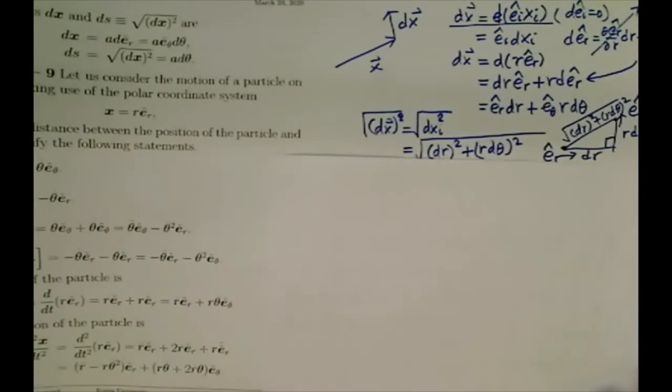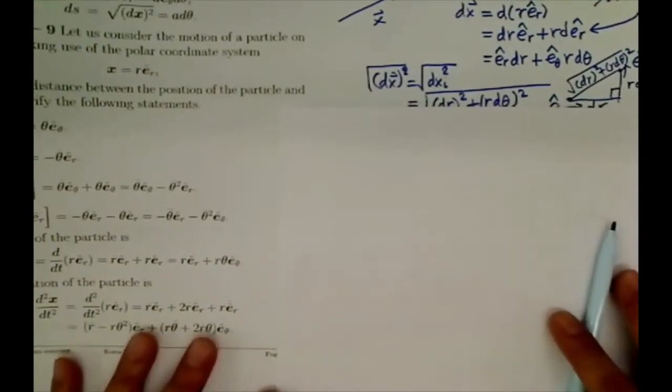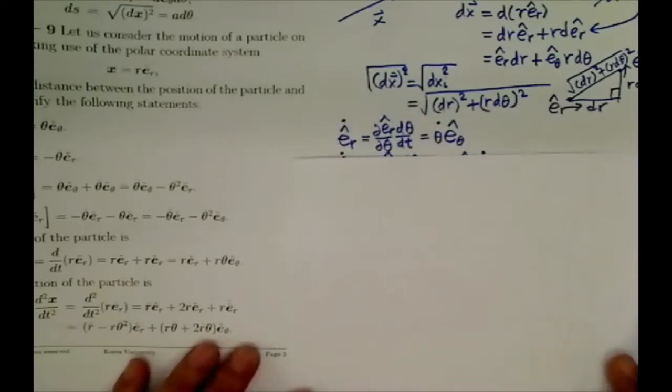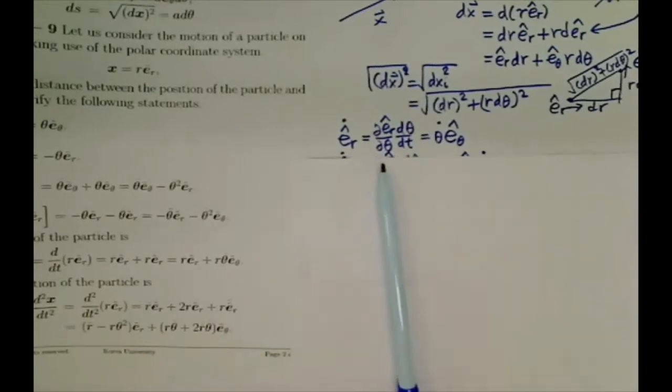Next one is to compute the time derivatives of the unit radial vector. The time derivative of the unit radial vector can be found in this way. First, e_r is a function of theta. Recall that e_r does not have r dependence at all. So if I take the total time derivative, it depends on the angle only.